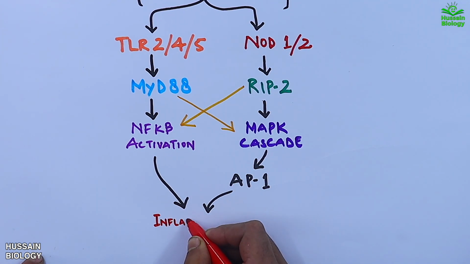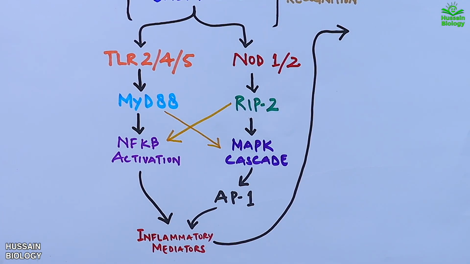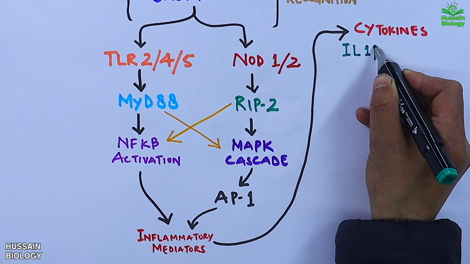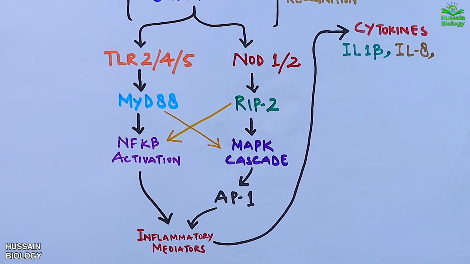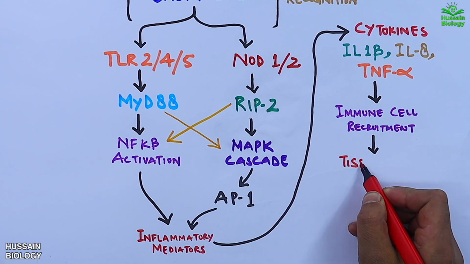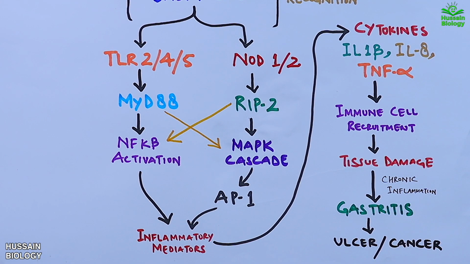Both these pathways, the TLR pathway and the NOD pathway, converge to produce pro-inflammatory cytokines, including IL-1 beta, IL-8 and TNF-alpha. These cytokines drive the recruitment of immune cells, which leads to tissue damage. This continuous cycle of inflammation and tissue damage results in chronic inflammation, ultimately leading to gastritis or cancer. So this is the basic mechanism of Helicobacter pylori infection signaling.